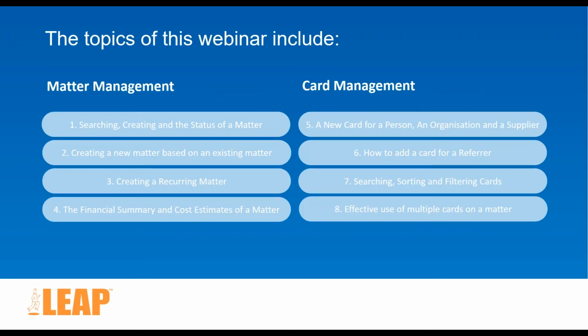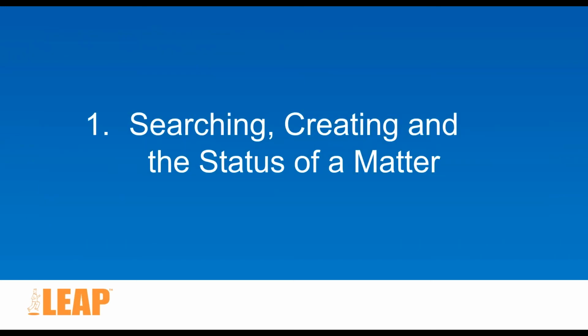In today's webinar, we will be discussing matter and card management in LEAP. We will be looking at searching, creating, and the status of a matter, creating a new matter based on an existing matter, creating a recurring matter, the financial summary and cost estimates of a matter, a new card for a person, an organization, and a supplier, how to add a card for a referrer, searching, sorting, and filtering cards, as well as effective use of multiple cards on a matter. Let's begin by discussing searching, creating, and the status of a matter.